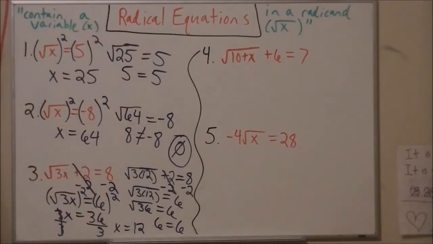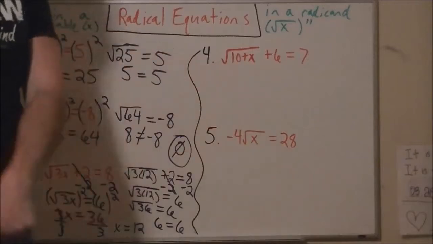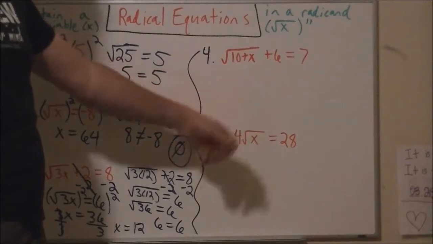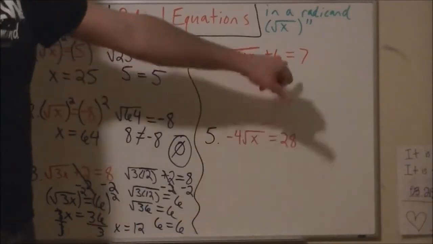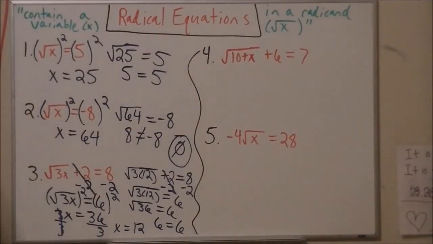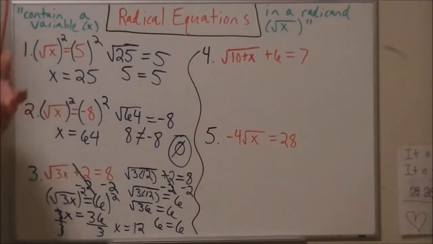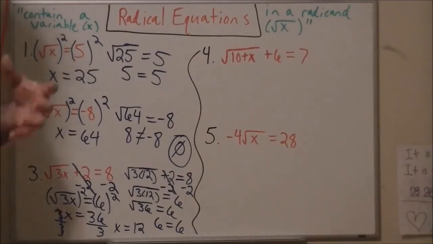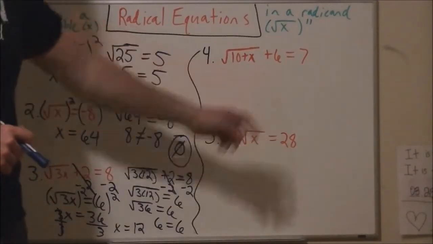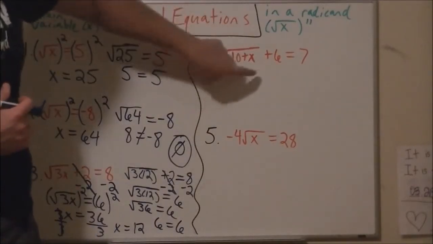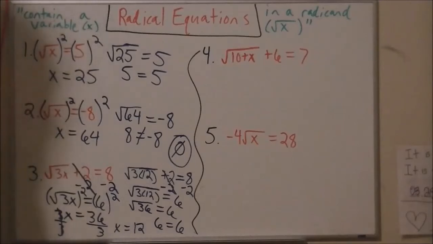Okay? Number 4, I have the square root of 10 plus x, and that's all that's under the radicand, or the square root symbol, plus 6 equals 7. Guys, what's the first thing that I need to do in this, which is basically a two-step equation at this point, or it needs to be treated like it? The first thing I do, everything I know is wrong because of that, and so I need to do addition and subtraction first. I have a 6 being added to this square root of 10 plus x.